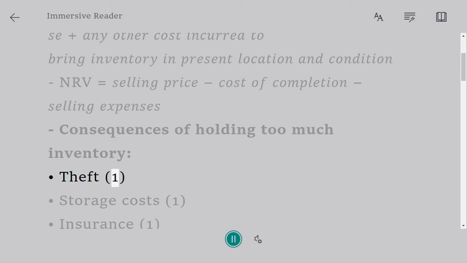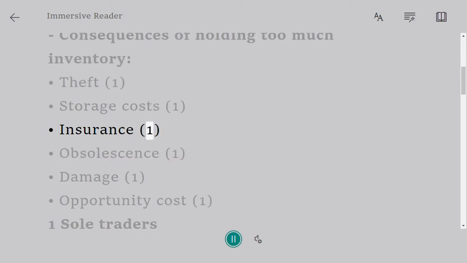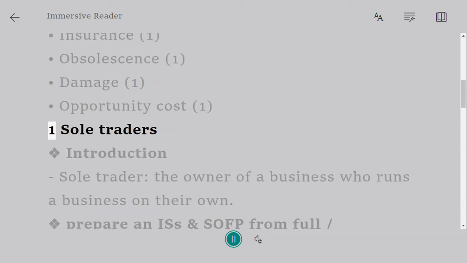Theft, 1. Storage costs, 1. Insurance, 1. Obsolescence, 1. Damage, 1. Opportunity cost, 1.